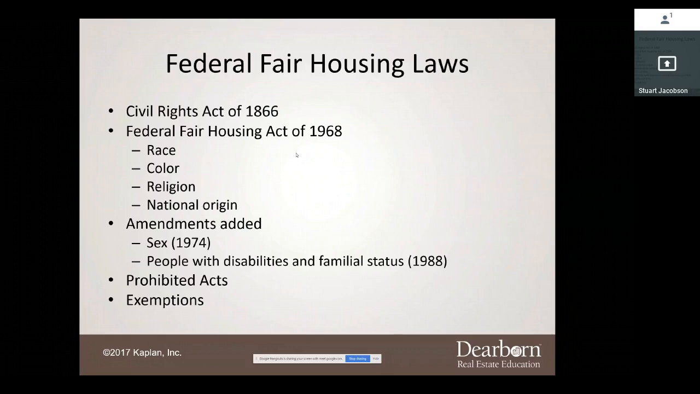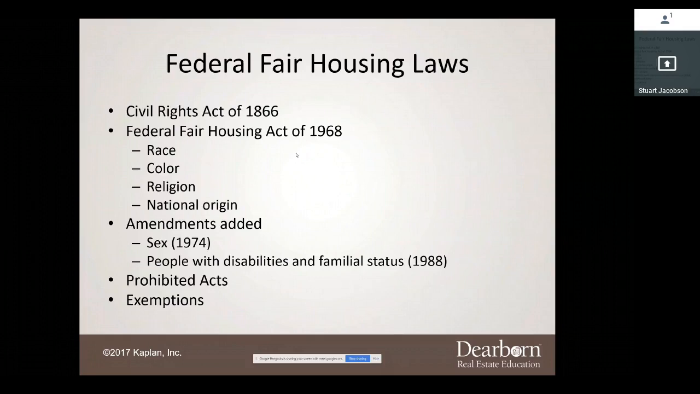In 1988, people with disabilities and familial status. Now, I really want to talk about this one too, because it gives you the generalization of people with disabilities. I always like to say physical or mental handicaps, including AIDS victims. Why was that important to say in 1988? We're coming off the AIDS epidemic. So they explicitly added that in there. So AIDS victims, when they talk about people with physical or mental disabilities, and familial status, okay?